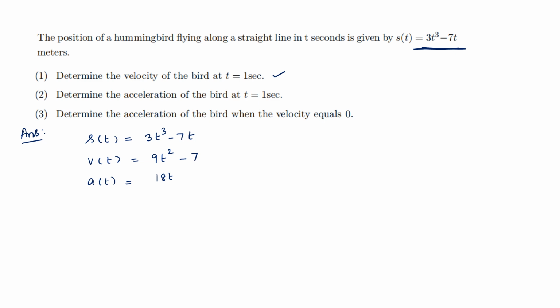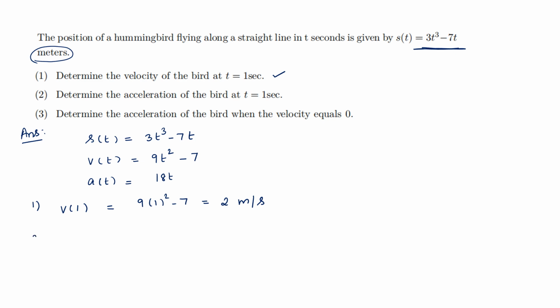So now first question answer. What is the first question? Determine the velocity of the bird at t equal to 1 second. So t replaced by 1. So v of 1 we have to find. What is v of 1? 9 times 1 square minus 7, which is equal to 2. Velocity, and what is here? Meter is a unit and the time is second. So I can write 2 meter per second.